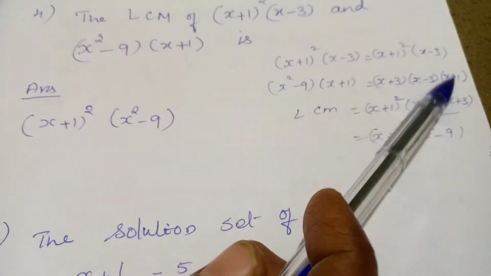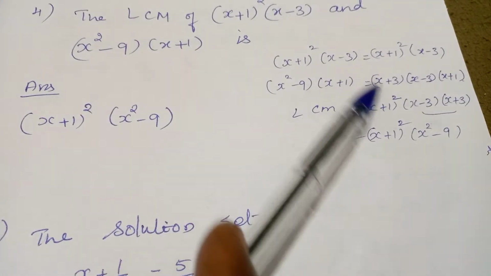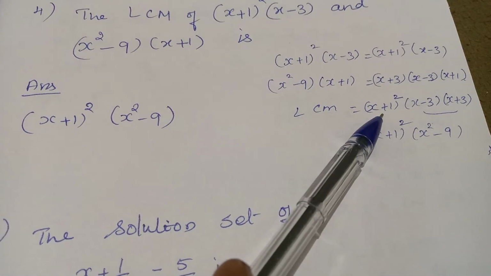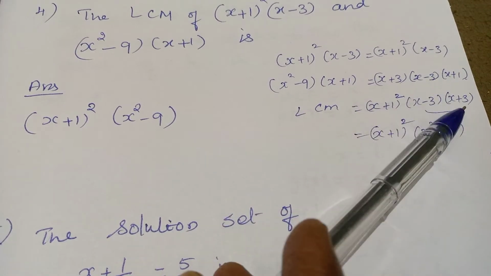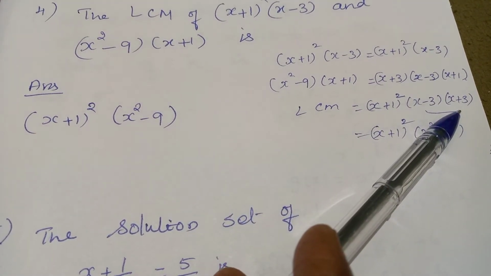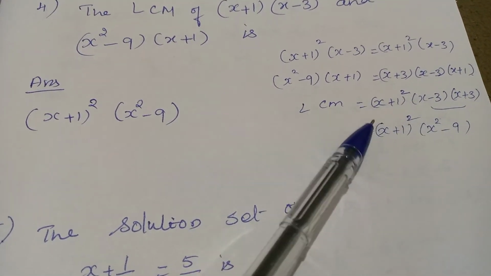Among both, we have to select the highest power of x plus 1, that is x plus 1 the whole square. Then one more extra term is there, x plus 3. That term also we have to write. Understood, students? So now again we can simplify.